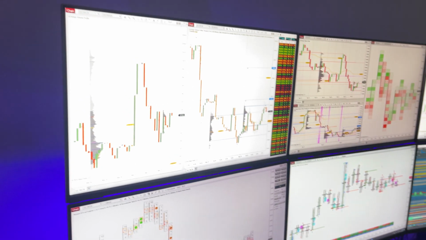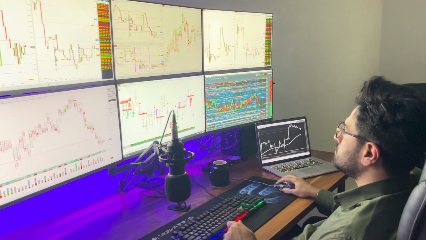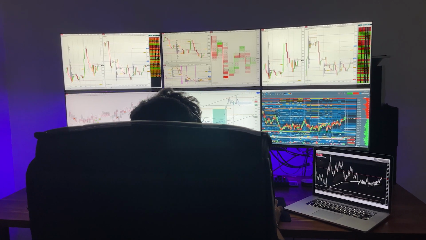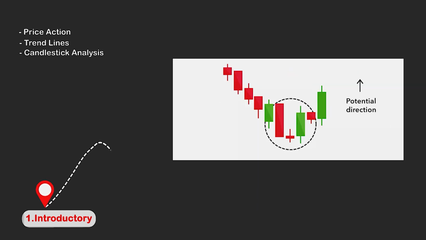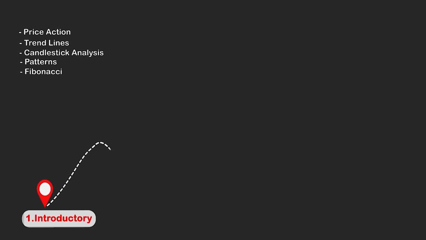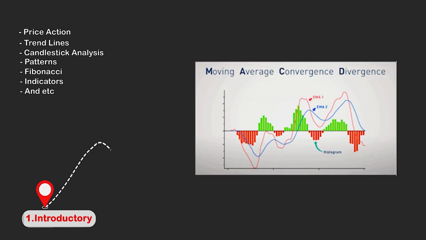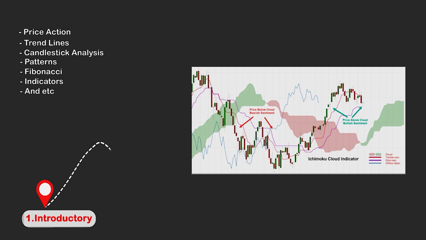So guys, let's start with an overview of how the courses are structured and what tasks we will accomplish together in this journey. We will begin with the introductory course, which contains basic teachings, price action, trend lines, candlestick analysis, patterns, and Fibonacci. We will also delve into using indicators such as RSI, MACD, stochastic, moving average, Ichimoku, and etc.